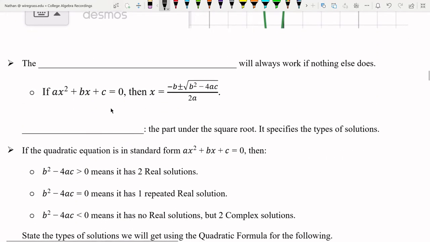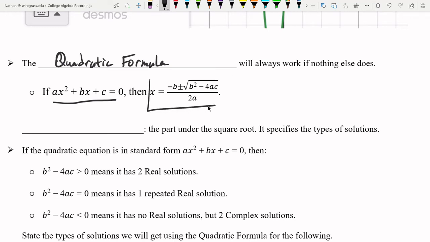Okay, the quadratic formula will always work to solve a quadratic equation. And it's a great fallback because if nothing else works, this one will always work. You have to have ax squared plus bx plus c equals 0, which is the standard form that we would normally have it in. And this is the quadratic formula. You just plug a, b, and c into there and simplify. Now, inside this thing, we have the discriminant.